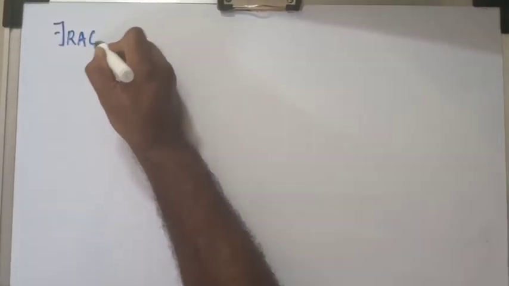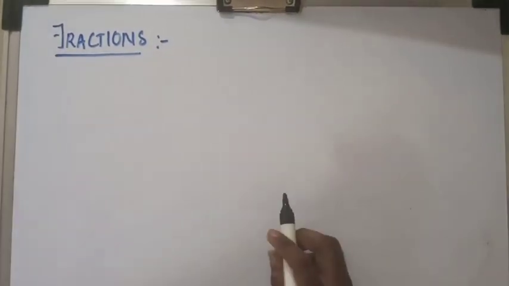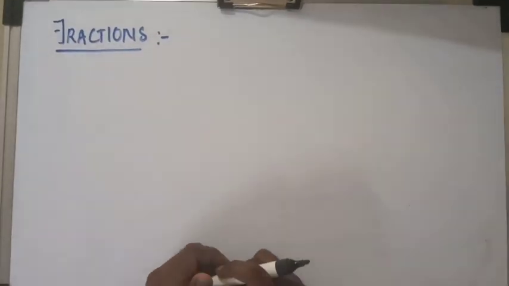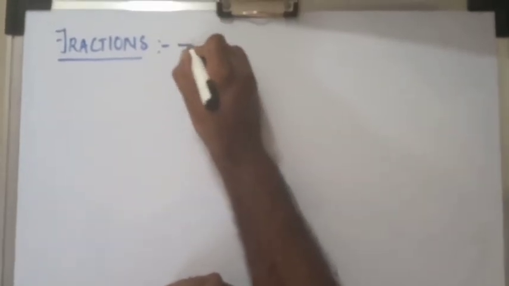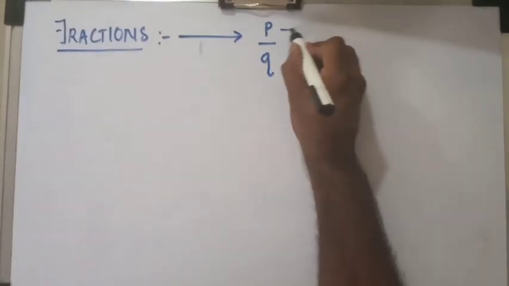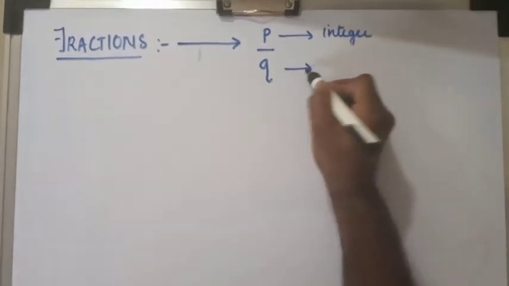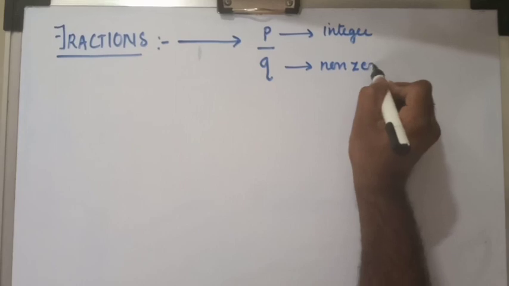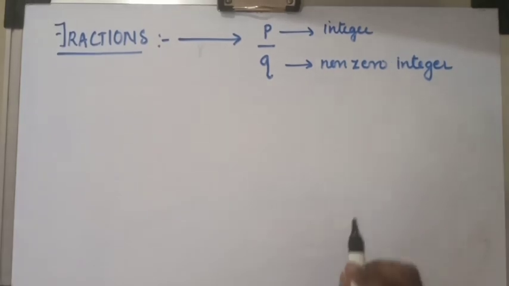Students, today we are going to look at a topic which is called fractions. Now what is a fraction? A fraction is a number which is expressed in the form P by Q. A fraction is always expressed in the form P upon Q, where P is an integer and Q is a non-zero integer. Non-zero integer means all integers except 0.